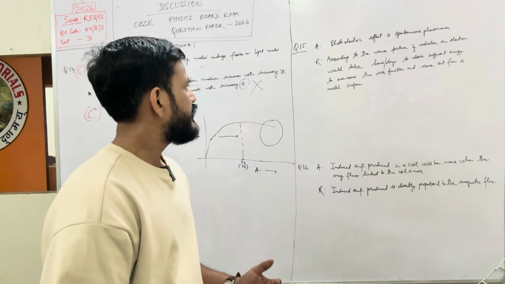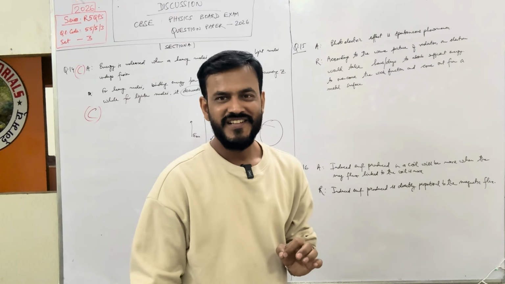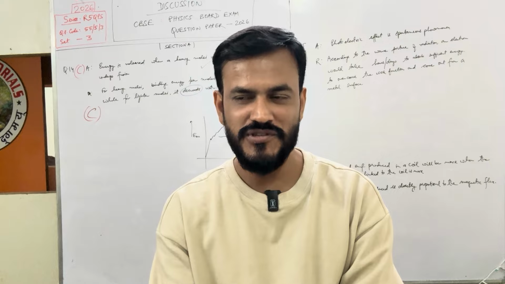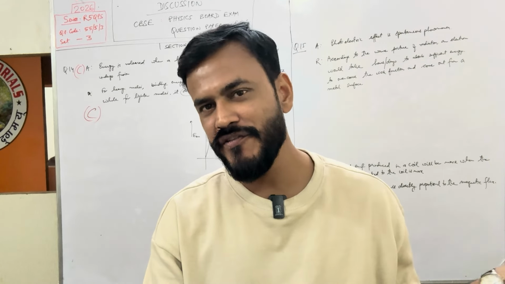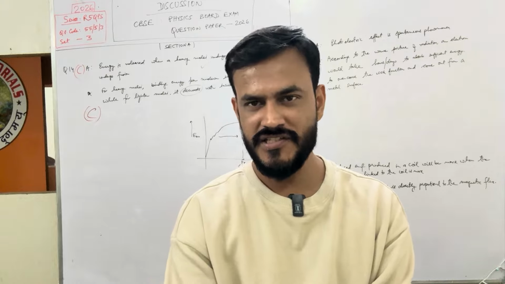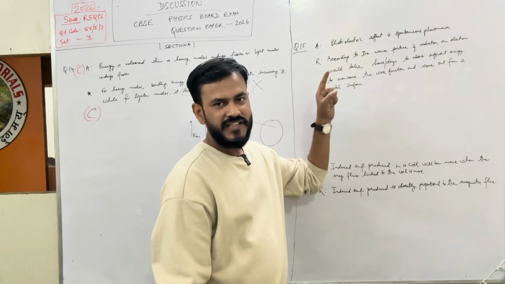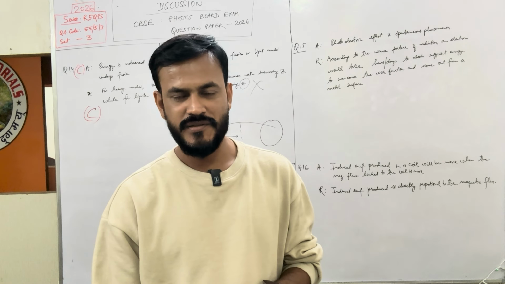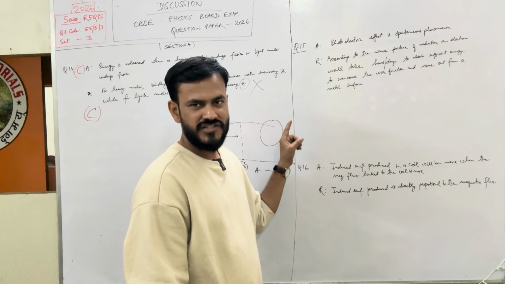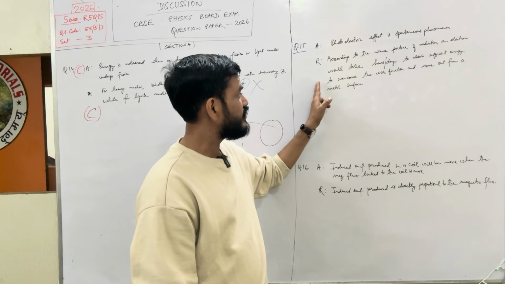Now we move to question number 15. The assertion says the photoelectric effect is a spontaneous process. This question is slightly controversial. I think CBSE will have to either give marks to everyone or just delete this question. I think CBSE will give marks to everyone in this question, because the wording is wrong here. The statement that the photoelectric effect is spontaneous is wrong, and there is no such option in assertion reasoning where the assertion is wrong and the reason is right.